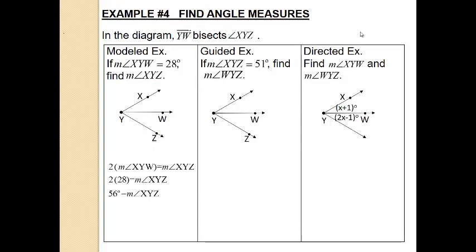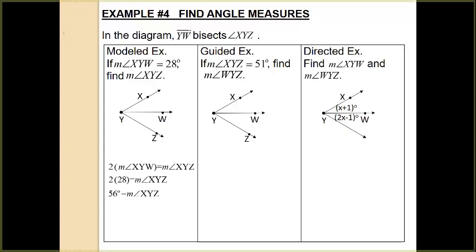The worked out form is in your notes. This is another way of doing it, but you still get 56 degrees. Same deal here. We have XYZ is 51. XYZ is the entire angle, but if we know that this bisects, we can do 51 divided by 2, which gives you 25.5 degrees. So the two angles are congruent because it's a bisector, and we're trying to find out what WYZ is.